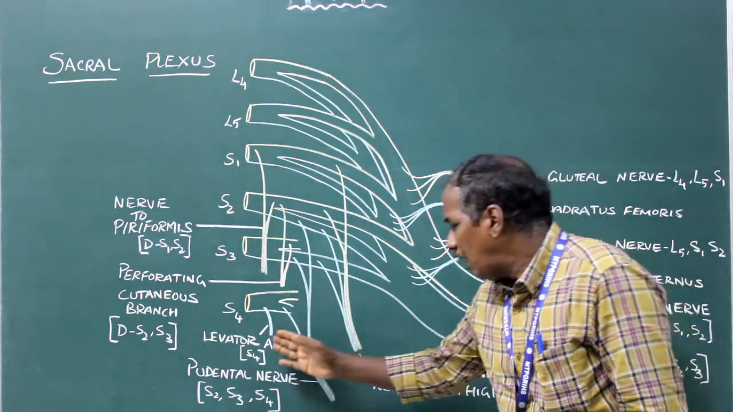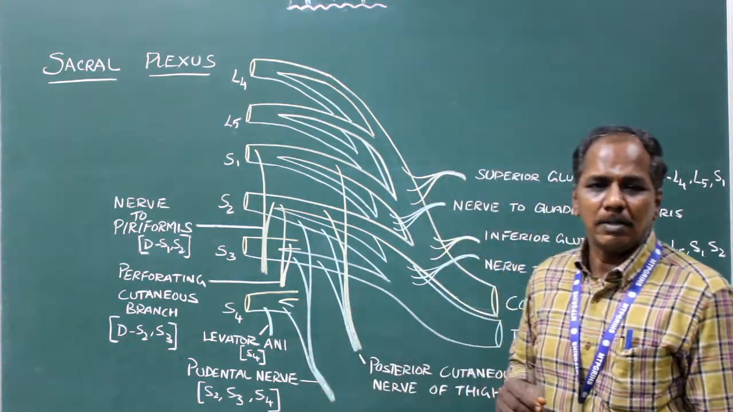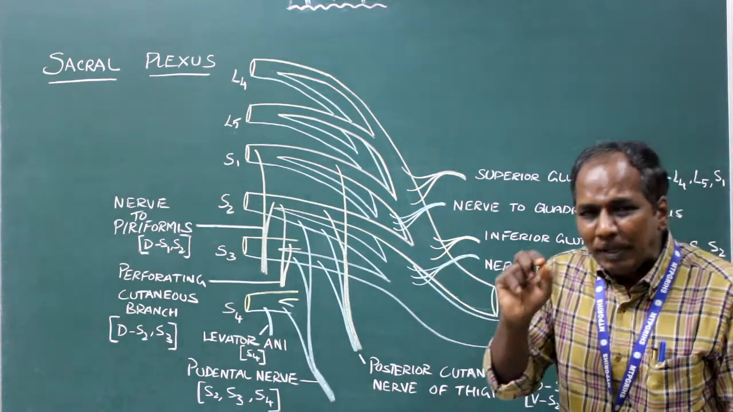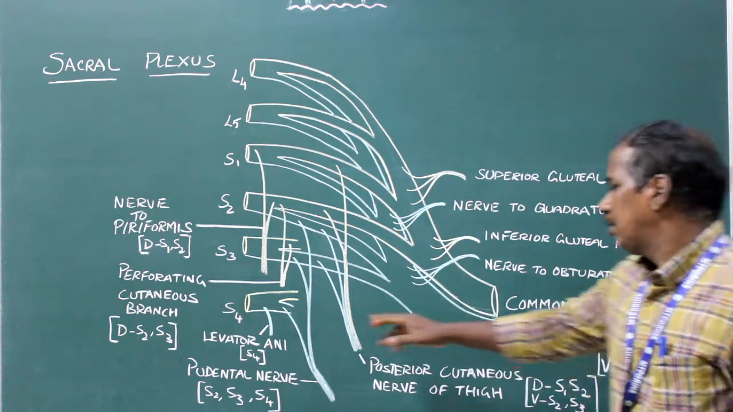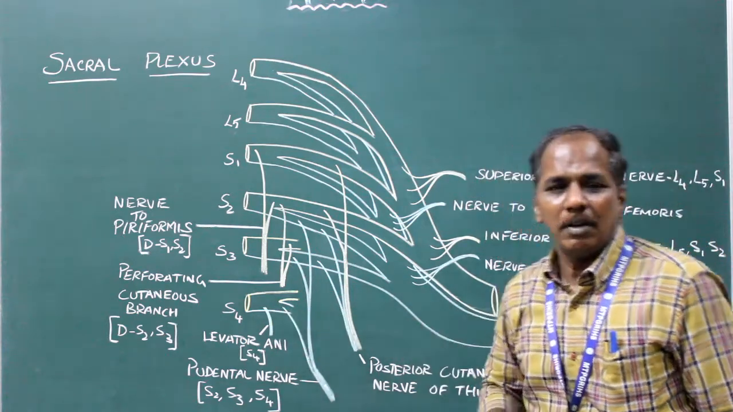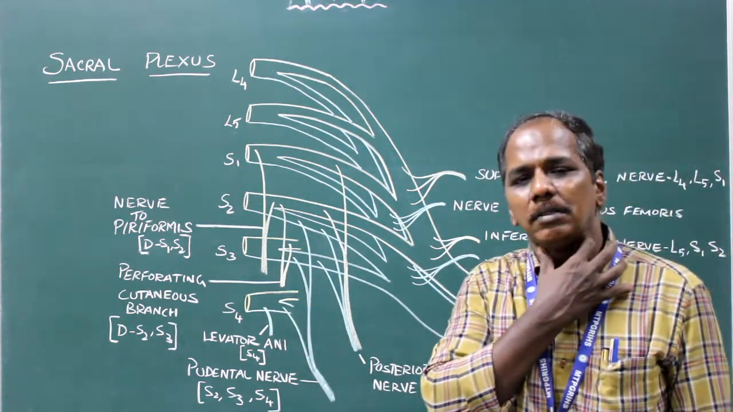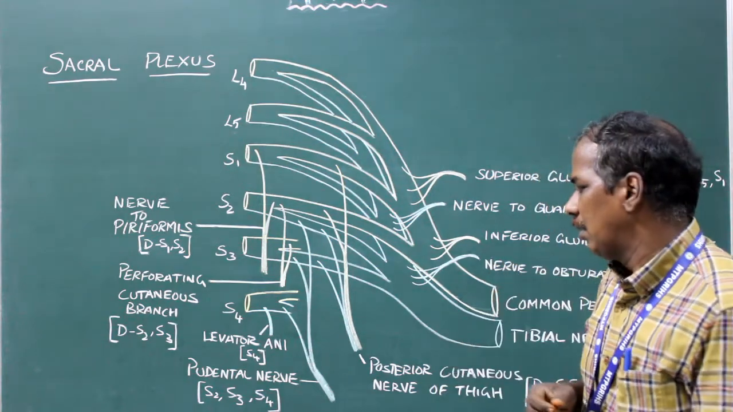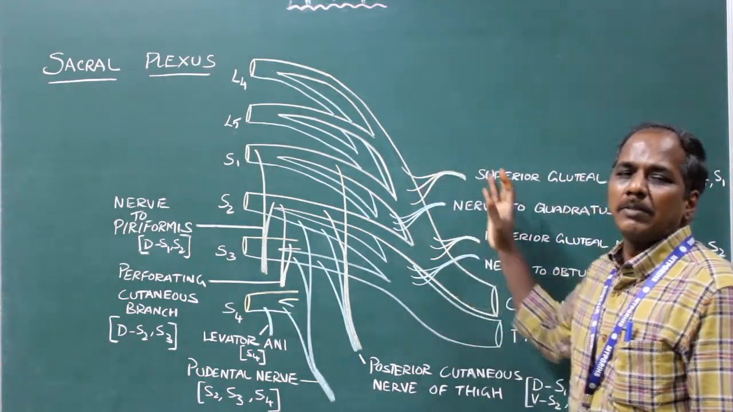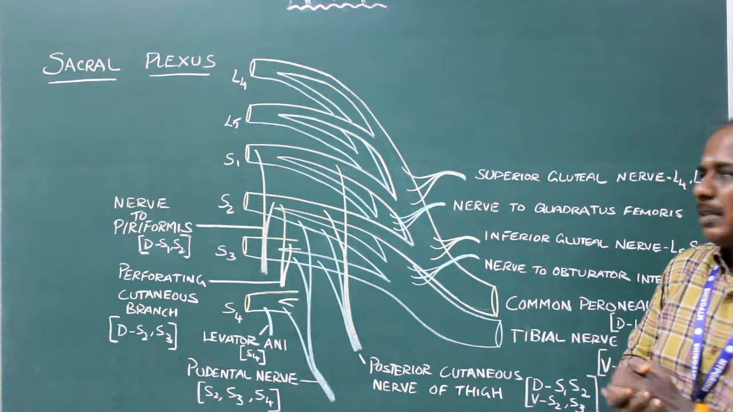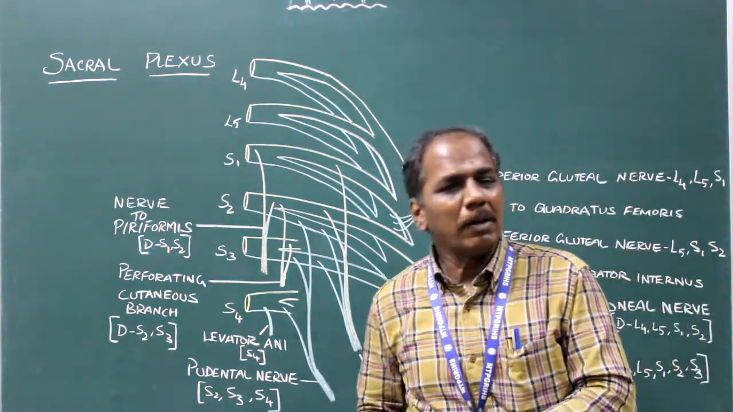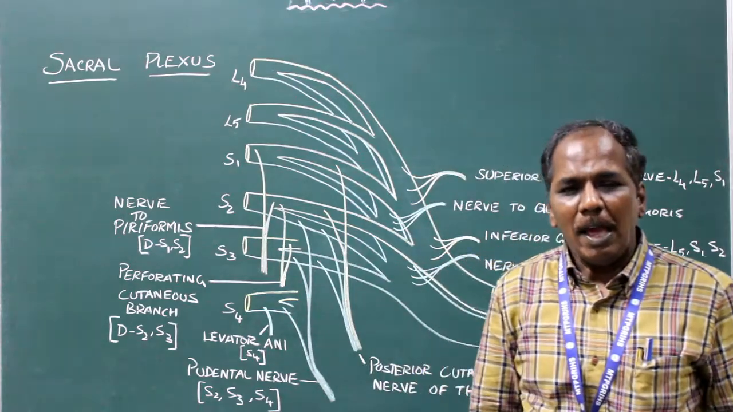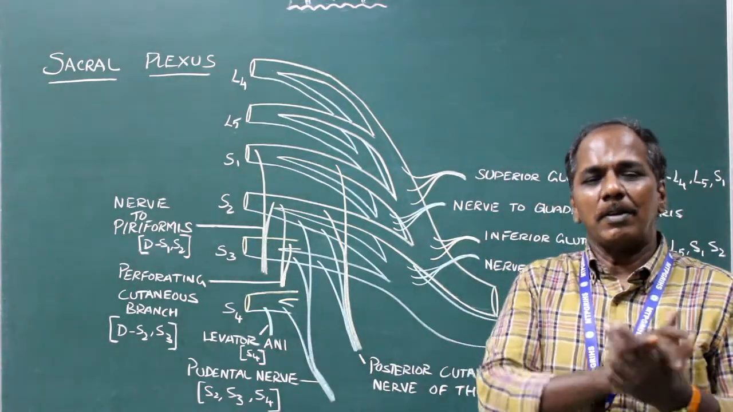Now the nerve to levator ani, coccygeus and sphincter ani externus. It arises from the ventral division of S4 spinal nerve. So these are the branches of the sacral plexus. The sacral plexus supplies the entire lower limb except the anterior and medial compartment of the thigh.